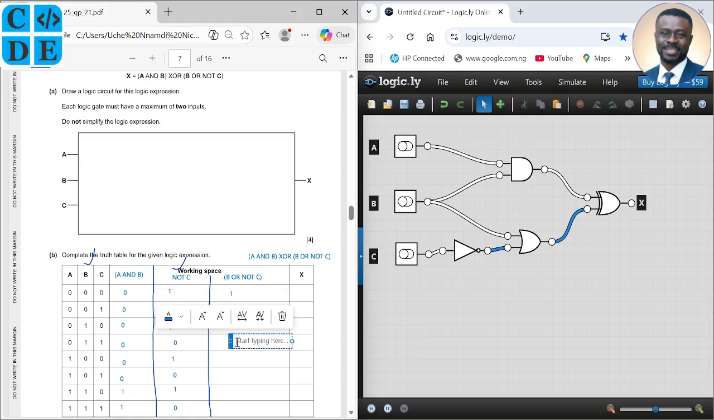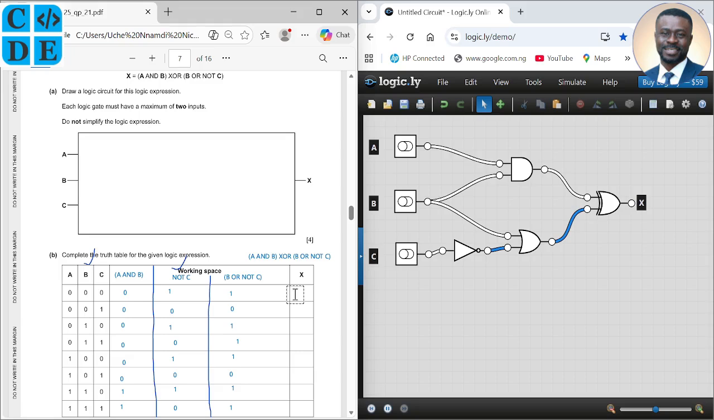You need to be careful. Here you have 1, 0, 1. Here you have 0. You see, I almost made a mistake there. 0 1 1, 0 0 0, 1 1 1, 1 0 1. So you need to do this carefully. It's not difficult, but you can easily make mistakes here.